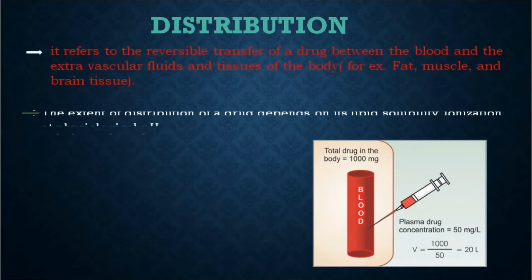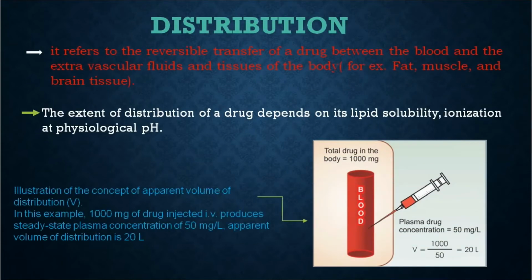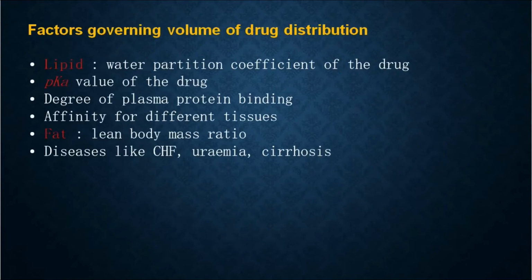Distribution is the reversible transfer of drug between the blood and extravascular fluids and tissues of the body, which depends upon its lipid solubility, ionization at physiological pH, lipid water partition coefficient of the drug, association coefficient value of the drug, plasma protein binding, affinity for different tissues, fat lean body mass ratio, and diseases like congestive heart failure and cirrhosis.